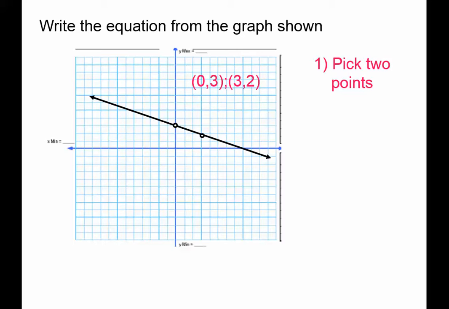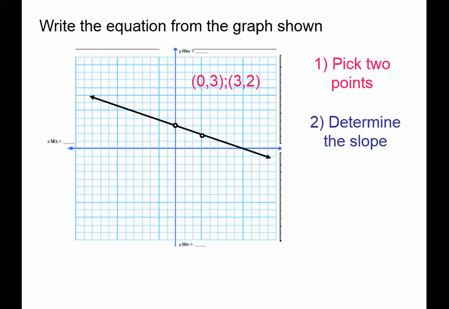So I might choose these 2 points. Maybe you chose 2 different points, but as long as they're at blue corners, this should work out. So that point on the upper left is 0, 3. And the point on the lower right is 3, 2. Okay, what do you think I'm going to do with these 2 points? Well, I'm going to use them to figure out my slope.